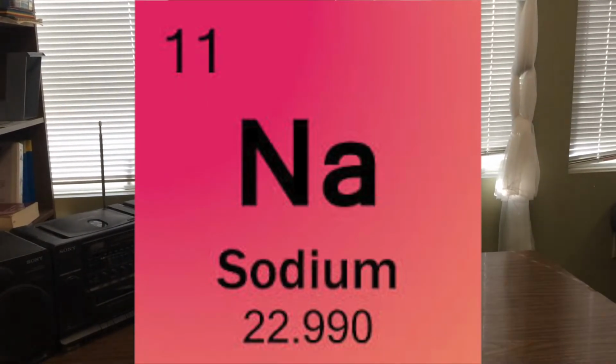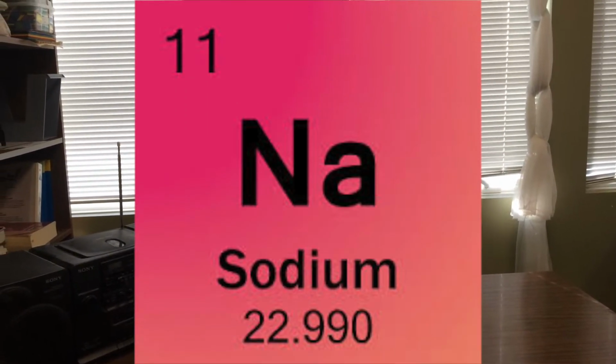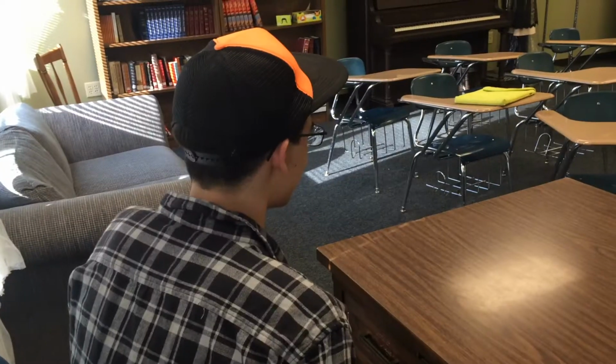Next is good old sodium. Sodium is not the first, not the second, not the third, not the fourth, not the fifth, but the sixth most abundant element in the Earth's crust. Fresh off the chopping block, sodium has a bright silvery hue, but when exposed to air, it will quickly tarnish and lose that.